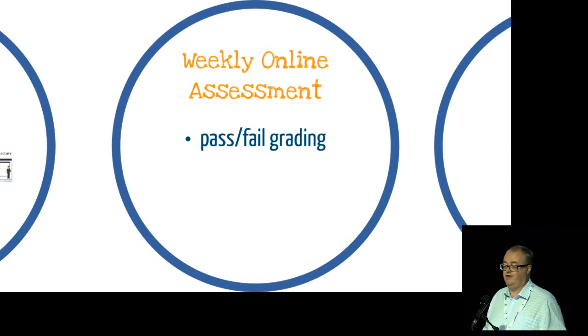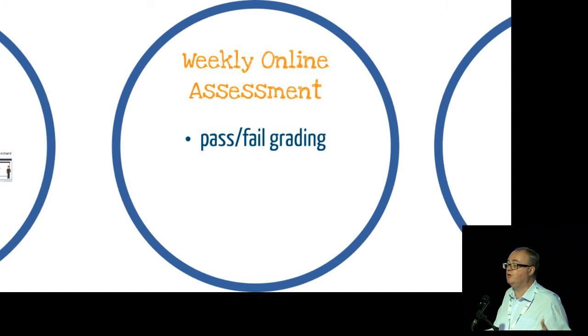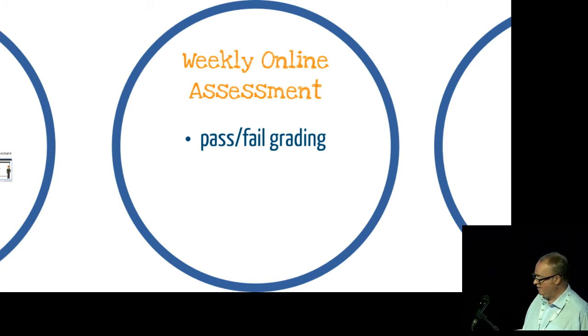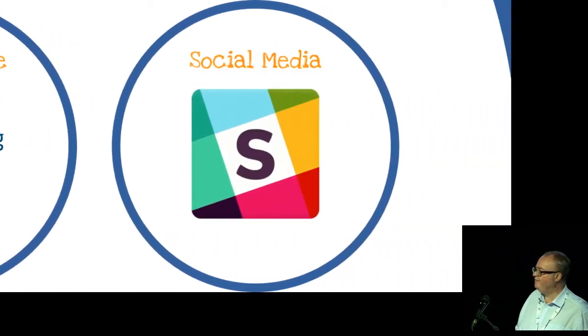So that was one of the 5. The second one was online assessment. We had a pass-fail grading assessment where we would ask the student to answer a question. It was an open question. And either their answer was good enough or it wasn't. They would get 100% or they would get nothing. It was weekly. The third one was social media.